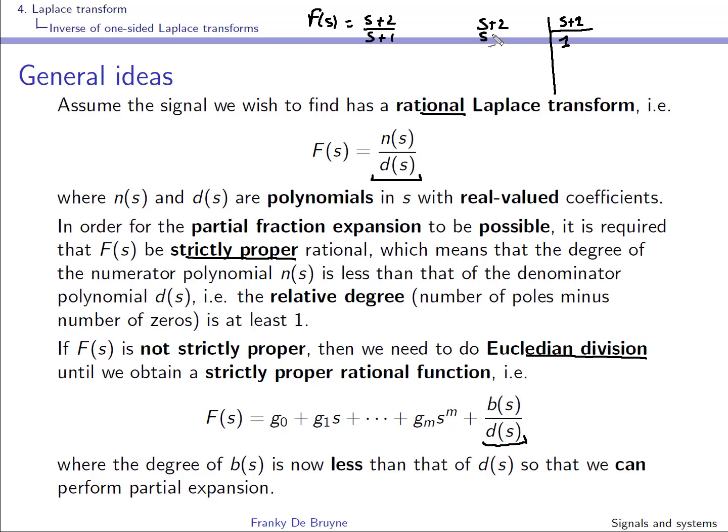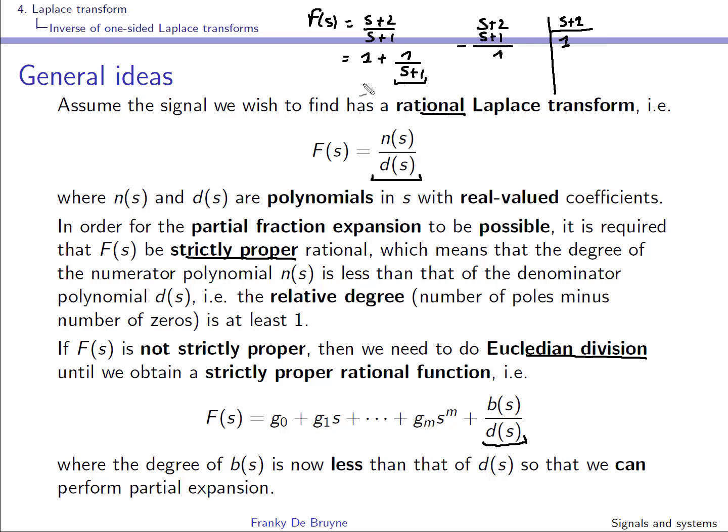So we have s plus 1 here, we subtract and we end up with 1. Okay, so this means that this can be written as 1, but there is a remainder over here, so plus 1 over s plus 1. So you see here that you have now obtained a strictly proper rational function. Here you don't need to do any partial fraction expansion because it's already in its simplest form.